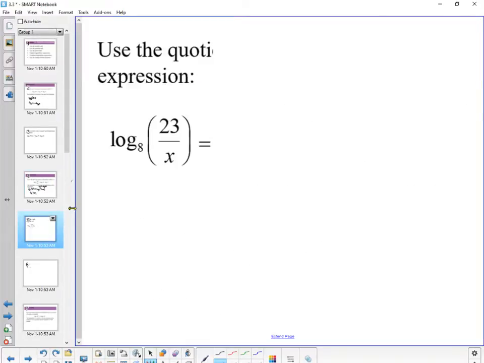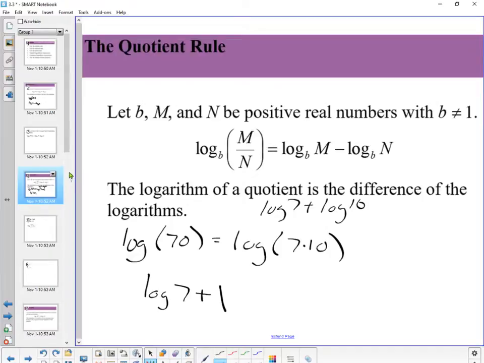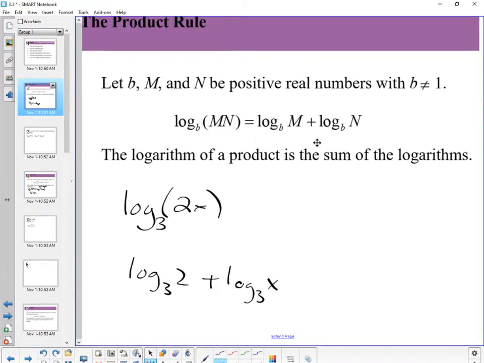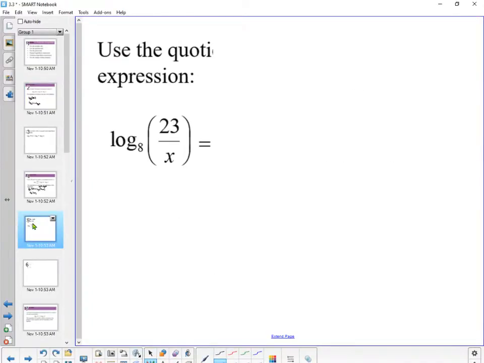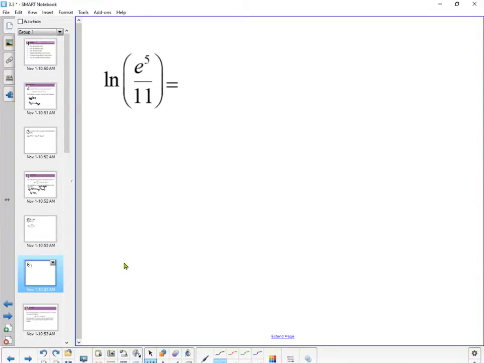Okay, here's an example. If I had log base 8 of 23 over x, then I can separate that into log base 8 of 23 minus log base 8 of x. Now, I do want to point this out. Addition is commutative, right? So it doesn't matter which one I choose to write first. Does it matter with my division? Yes, it does, because division is not commutative. So make sure that you're doing numerator minus denominator. Okay? All right, cool.